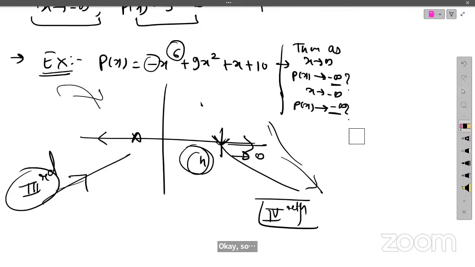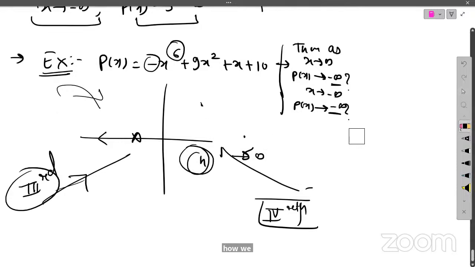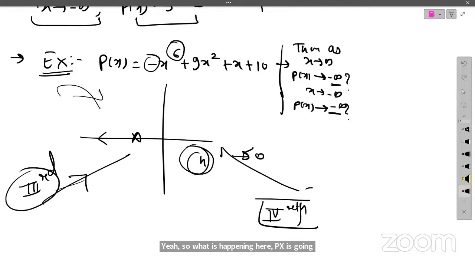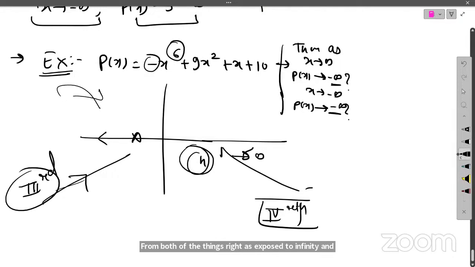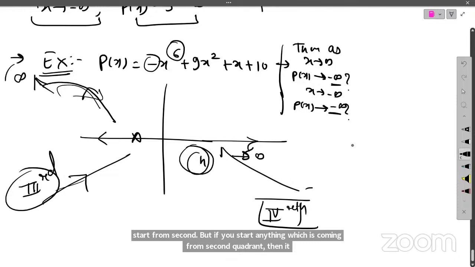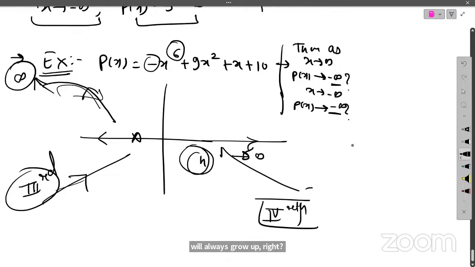Yeah. So what is happening here? Px is going toward minus infinity from both sides, right? As x goes to infinity and as x goes to minus infinity. If you don't start from the third quadrant, you will start from the second. But anything coming from the second quadrant will always grow positive, so it goes to plus infinity. That's why you have to start with the third quadrant.